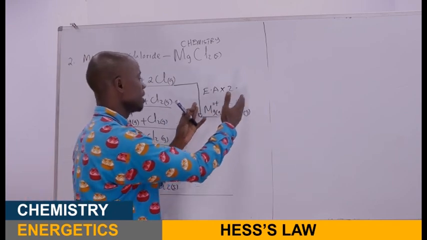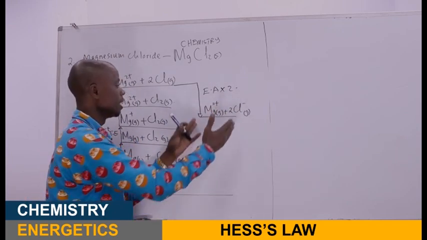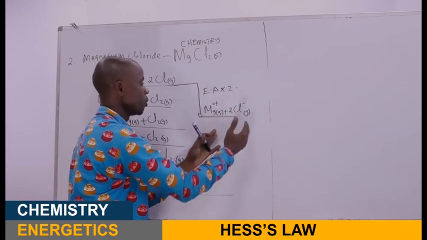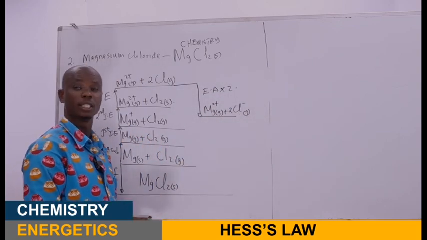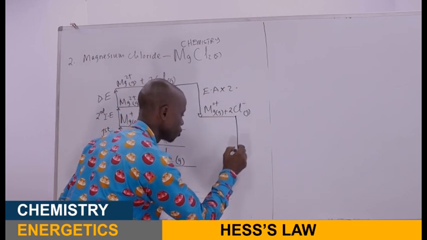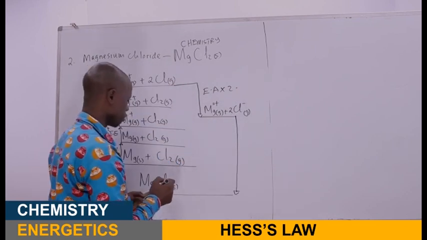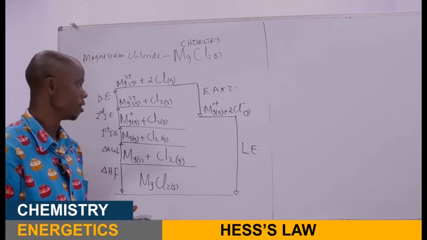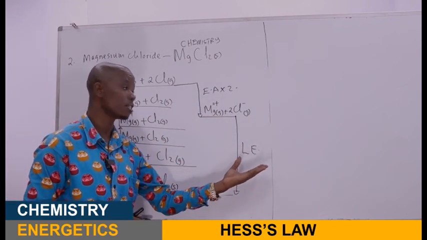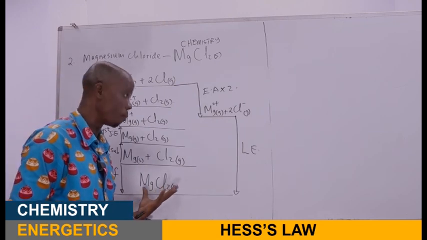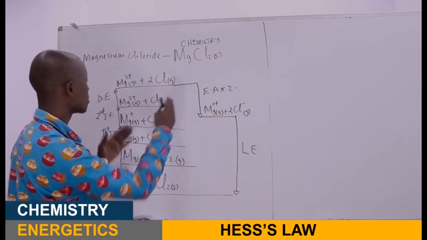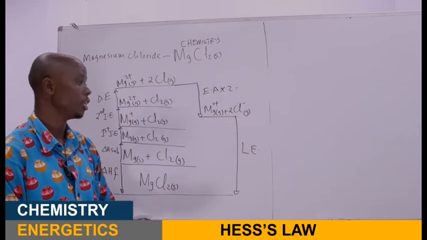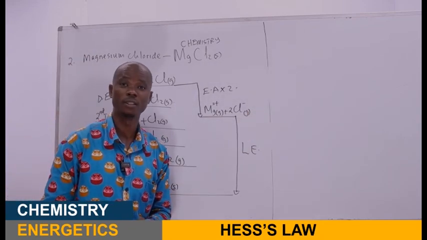Now, my dear student, here we have already obtained the cation and the anion. These 2 will combine to form solid magnesium chloride. So this one will combine to form magnesium chloride, and this is lattice energy. Lattice energy is the energy released when 1 mole of ionic compound is formed from its ions. So this is the Born-Haber cycle. This Born-Haber cycle will guide us in order to solve the required problem.